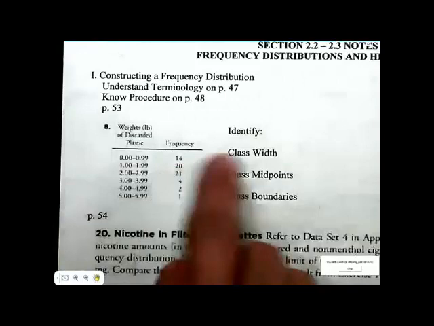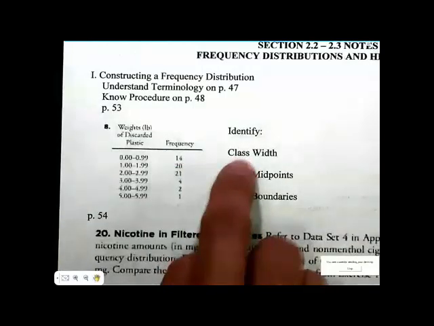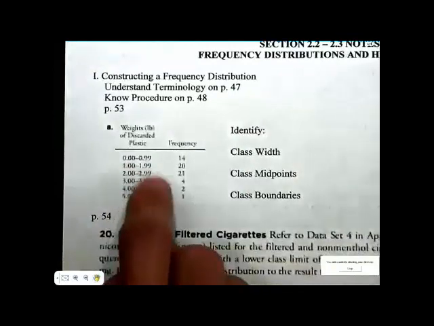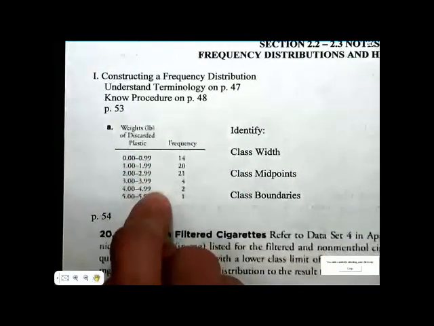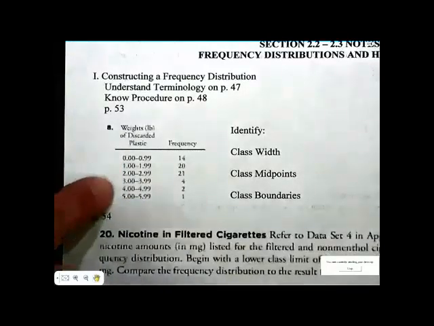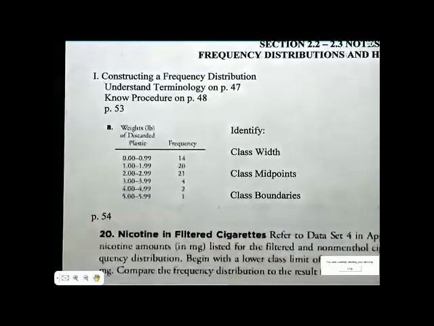So identify the class width. That's just the difference between each lower class limit or the difference between each upper class limit. What's the difference between 0 and 1 pound of trash, or 1 pound of trash and 2 pounds, or 2 pounds and 3 pounds? Just 1. So the class width is 1.